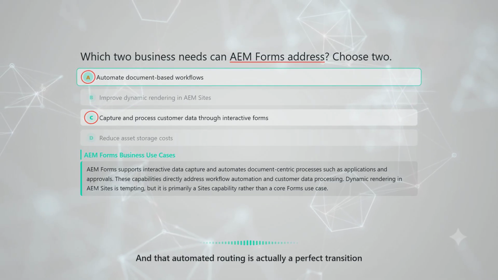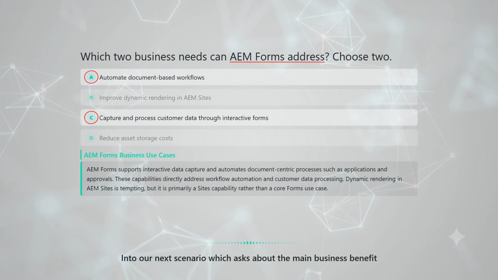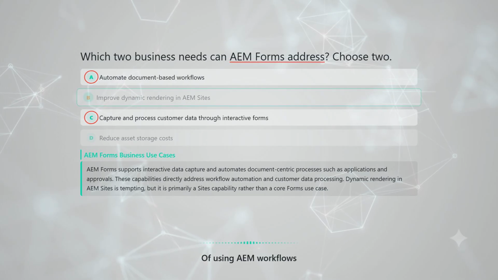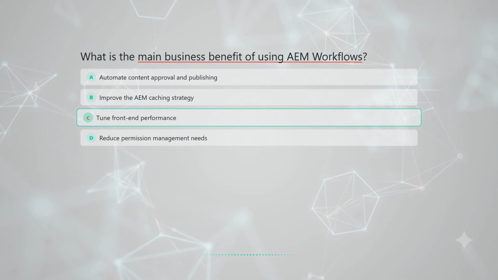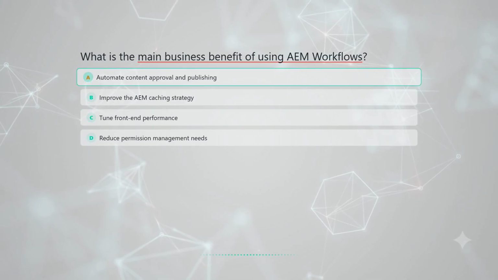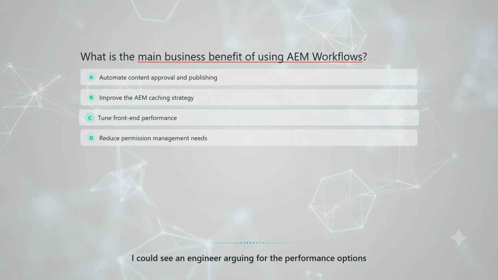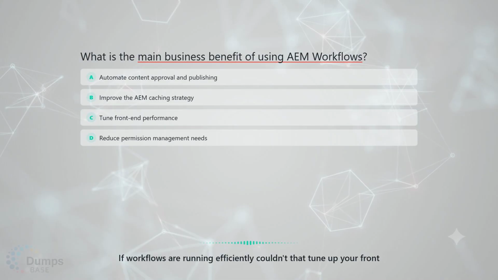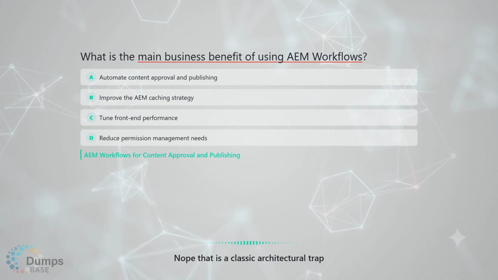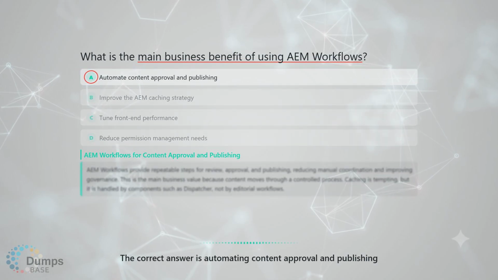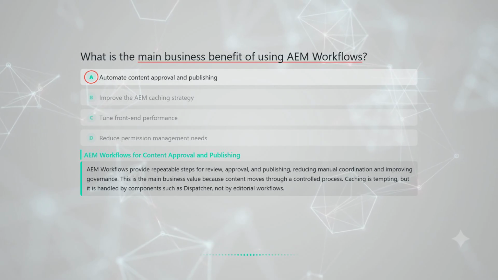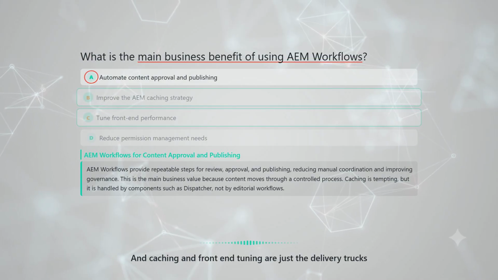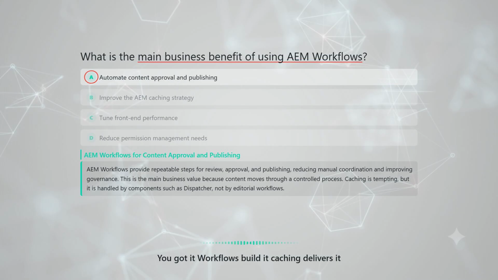And that automated routing is actually a perfect transition into our next scenario, which asks about the main business benefit of using AEM workflows. Yeah, the test throws out options like tuning front-end performance, improving your caching strategy, or automating content approval and publishing. I could see an engineer arguing for the performance options. Like, if workflows are running efficiently, couldn't that tune up your front end? Nope, that is a classic architectural trap. The correct answer is automating content approval and publishing. Oh, wow. Think of AEM workflows as the factory assembly line ensuring quality control before a product ever ships. And caching and front-end tuning are just the delivery trucks taking the final product to the store. You got it. Workflows build it, caching delivers it.